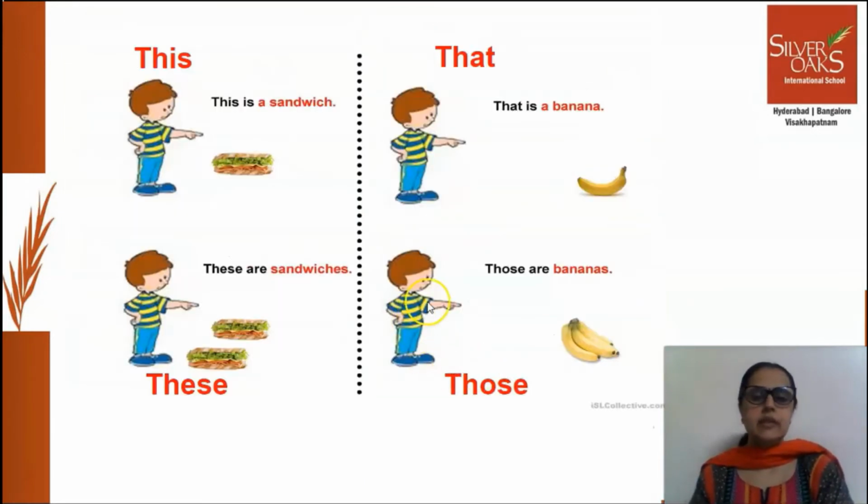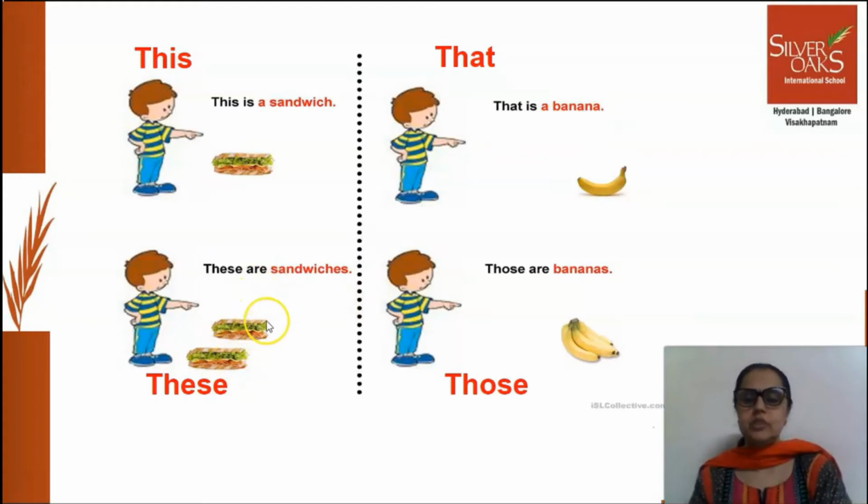Here is another example. Now what is this? This is a sandwich. Since there is only one sandwich and it is near us, we will use the demonstrative pronoun this. Now what is that? That is a banana. There is only one banana and it is far from us. So we will use demonstrative pronoun that, writing that is a banana.